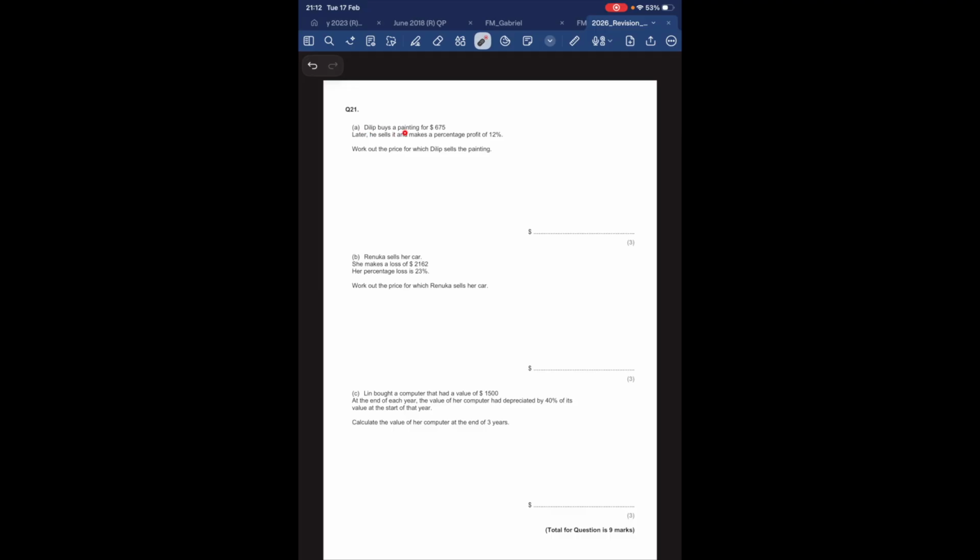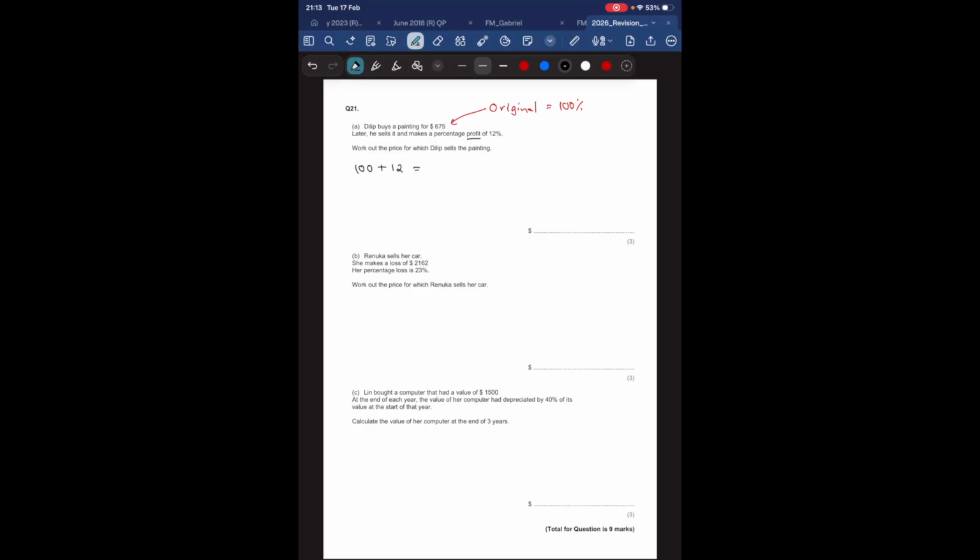In this question, we're told that Dilip buys a painting for $675. He sells the painting and he makes a profit of 12%. What we're basically doing here, if we want to work out the price that Dilip sells the painting for, we just need to increase 675 by 12%. Now, the standard way of doing it, remember that the 675 is the original value. And we always make the original value, or the value we start with, 100%. That's the general rule.